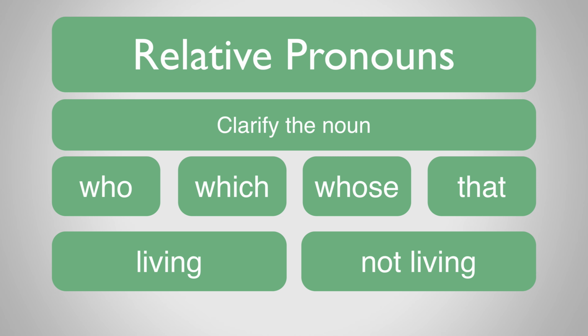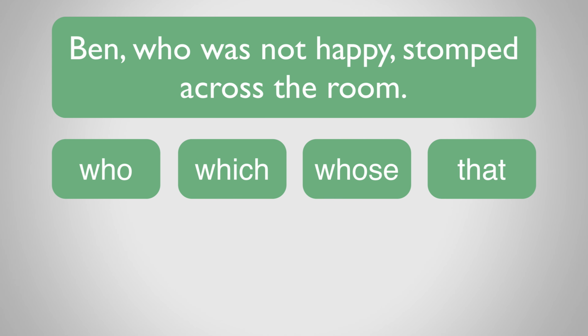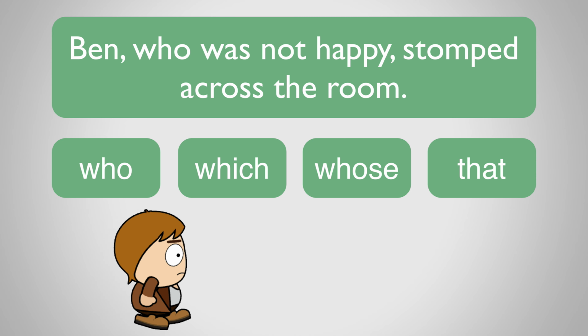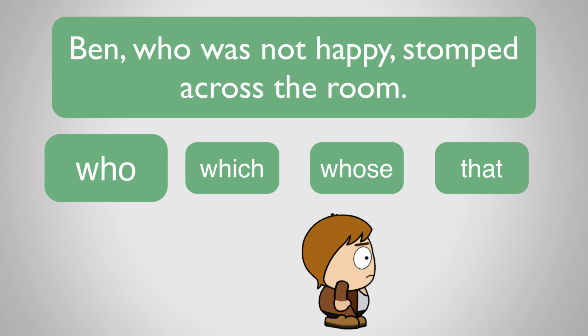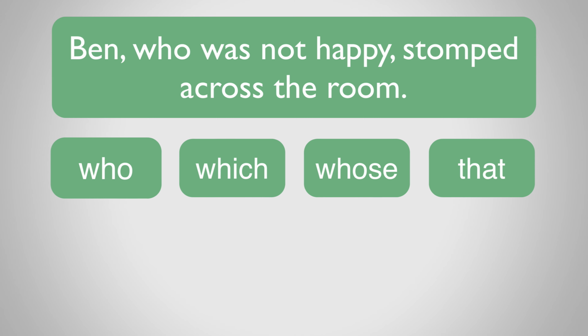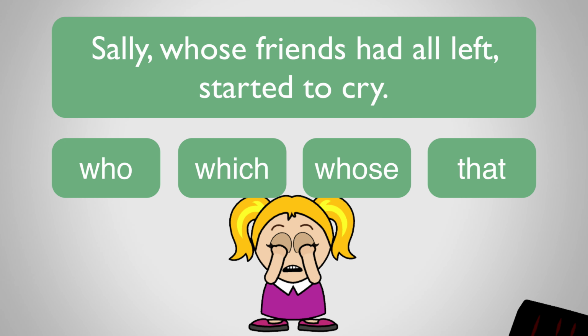Let's take a look at some examples referring to our list of common relative pronouns. Ben, who was not happy, stomped across the room. Here we use the relative pronoun who, since Ben is alive. Let's have a look at another example. Sally, whose friends had all left, started to cry.